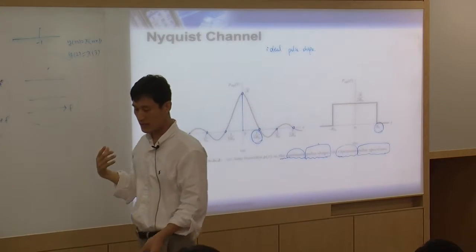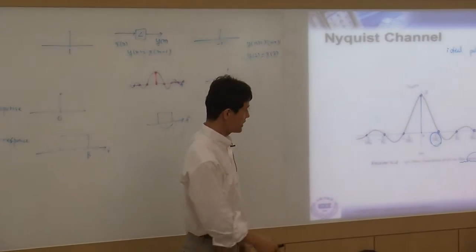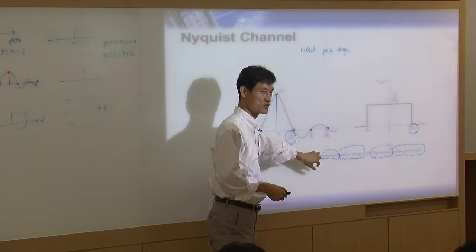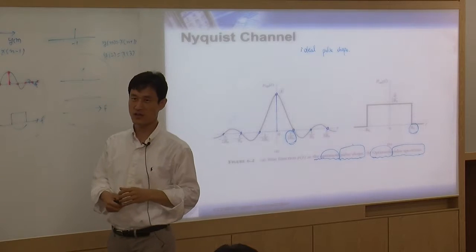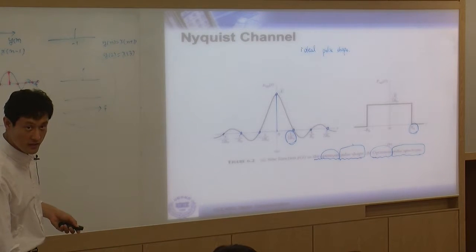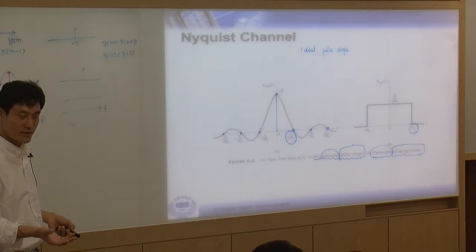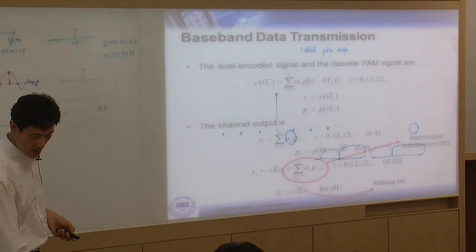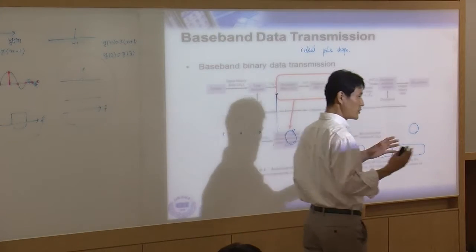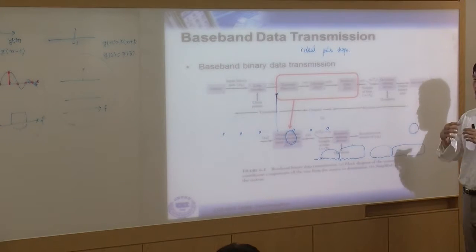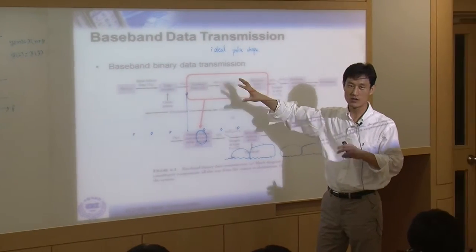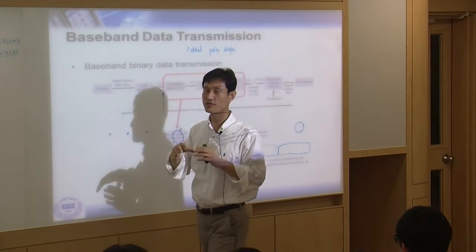So this Nyquist channel is a perfect, ideal, or optimum pulse shape. The problem is this is non-causal, so in a practical system, you cannot make it. Then what do you need to do? Going back all the way, we started from here, right? Summarizing all these things, our problem started from the channel. All the problems always start from the channel.